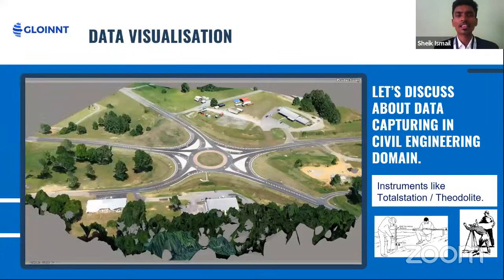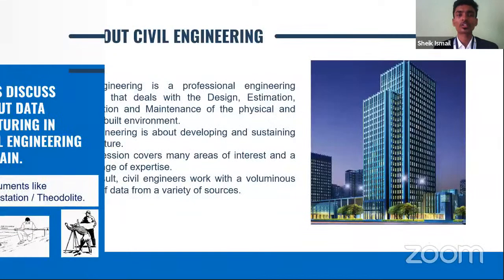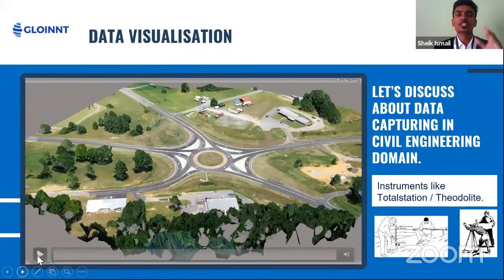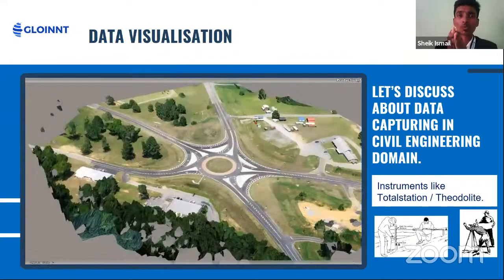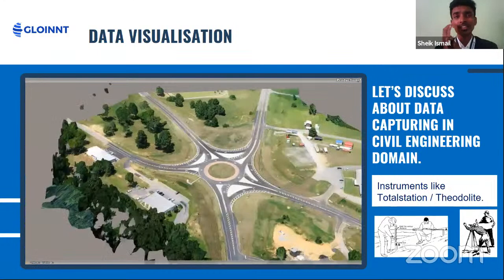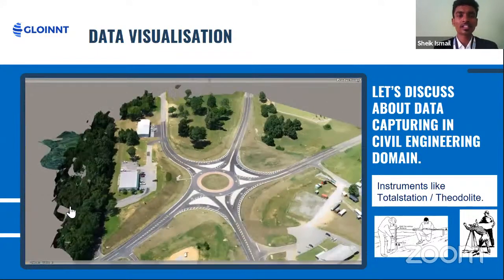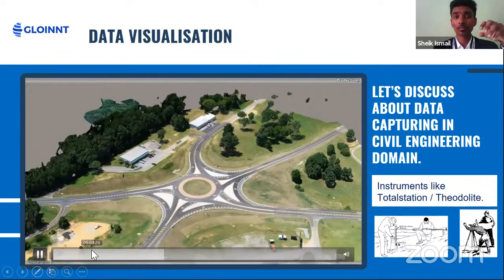Okay. Let us discuss the data capturing process in the civil engineering domain. I request everybody to have a look at this data. I'm giving you some data visualization. Just have a look. What kind of data is that? You can guess yourself. It is a kind of data captured from some aerial platform.